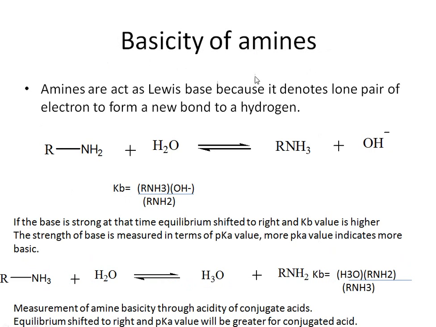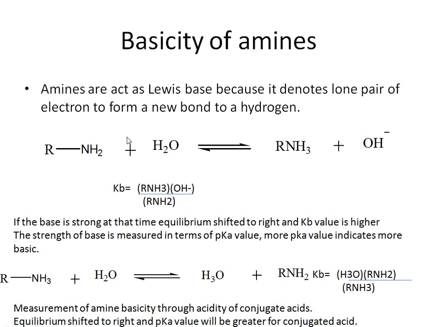Then we'll see the examples: primary amine methylamine, secondary amine dimethylamine, and tertiary amine trimethylamine. Then we will see the basicity of amines. Initially, amines act as a Lewis base because they donate a lone pair of electrons to form a new bond with the hydrogen atom. The definition of Lewis base is to donate a lone pair of electrons to form a pair with another atom. Here, ammonia acts as a Lewis base.